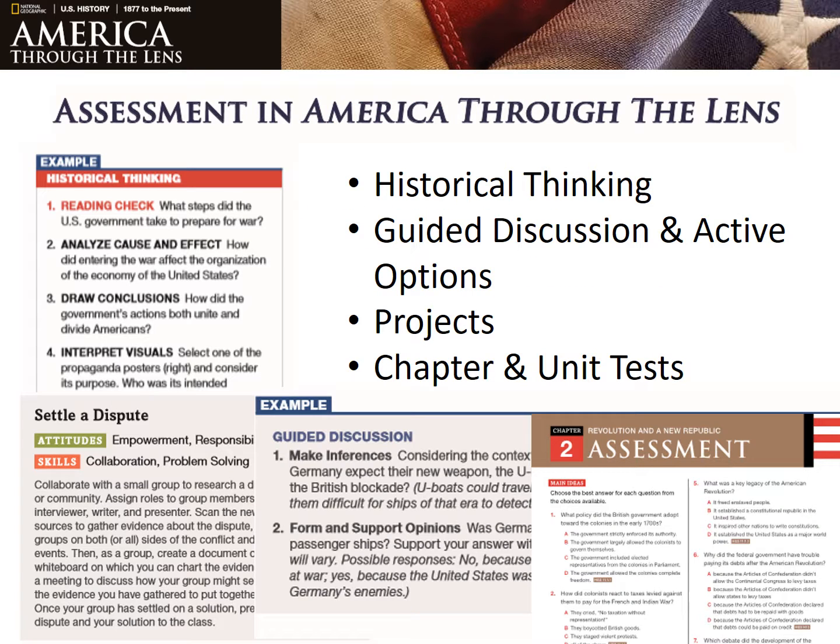The activities and tests in America Through the Lens offer a generous variety of opportunities for both formative and summative assessment in numerous modes. Each lesson in the student edition ends with historical thinking questions that assess students' understanding of the lesson content and their ability to analyze it. You can use this quick formative assessment to help students develop their critical thinking skills and to determine whether any concepts need to be reinforced or retaught.